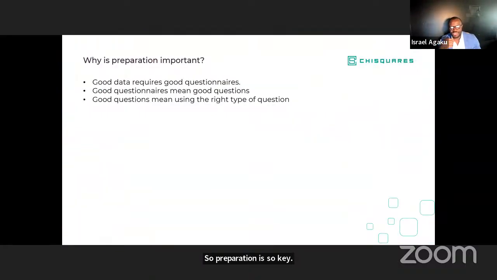So again, why is preparation important? Well, for you to collect good data, you need good questionnaires. For you to have a good questionnaire, you need to have good questions. And for you to ask good questions, you need to have the right type of questions. Not all questions are equal, and so that is why you need to think carefully. For the second part of our session today, where we're talking about deliberate and intentional thoughts towards collecting data, we'll talk about the different types of questions that you could ask in your survey, so that when you collect the data, it is done in a way that meets the objectives for which you're collecting the data.